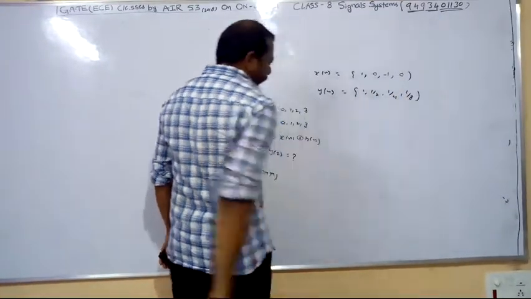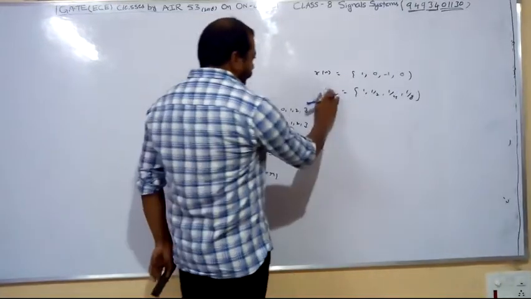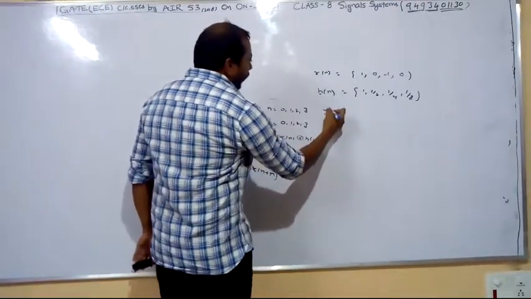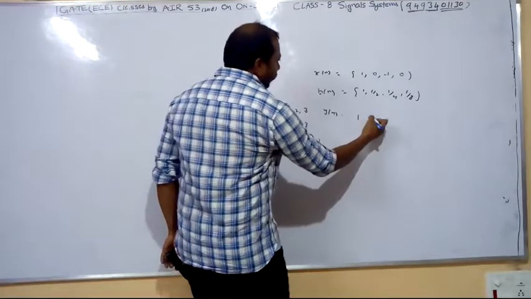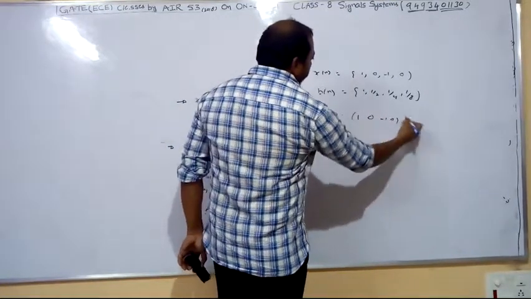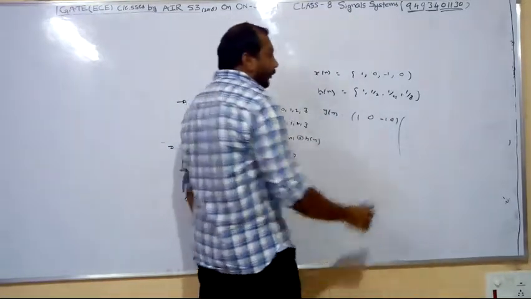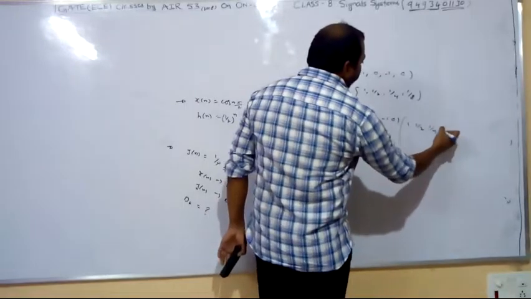These are the sample values they have given. You are required to calculate the y of n. Y of n is the circular convolution of this one only. That is 1, 0, minus 1, 0 with 1, 0, minus 1. I am going with the matrix approach. Here 1, 1 by 2, 1 by 4 and 1 by 8.